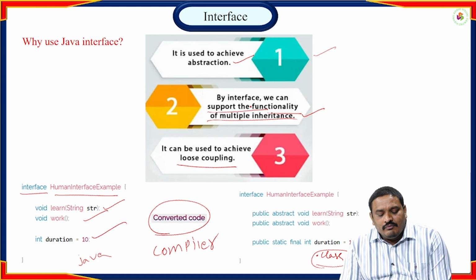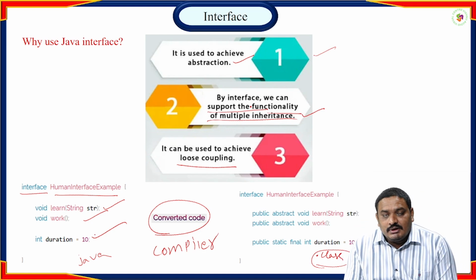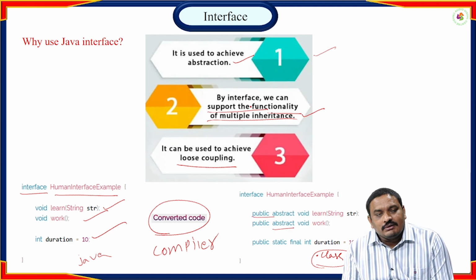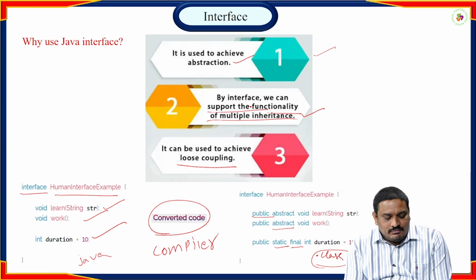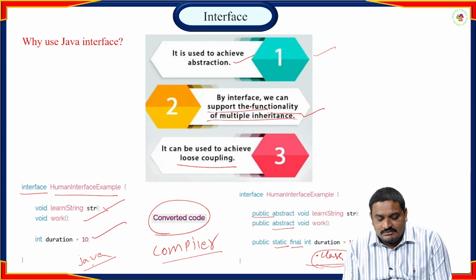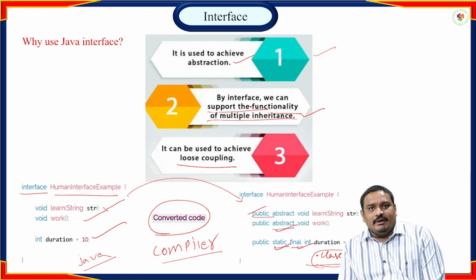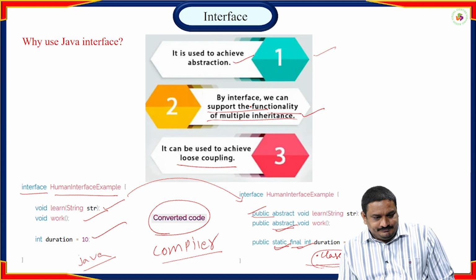Whenever the compiler converts the Java file to a class file, the methods and variables are automatically given access modifiers like public, abstract, static, and final. The system automatically adds public, abstract, static, and final. That is the use of interfaces.